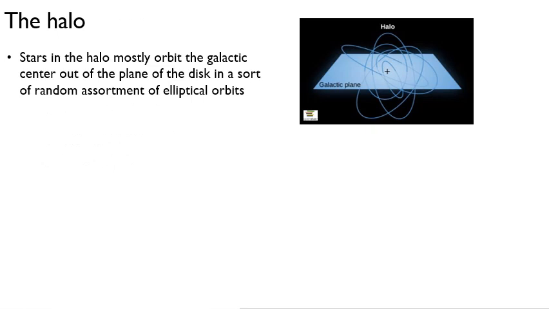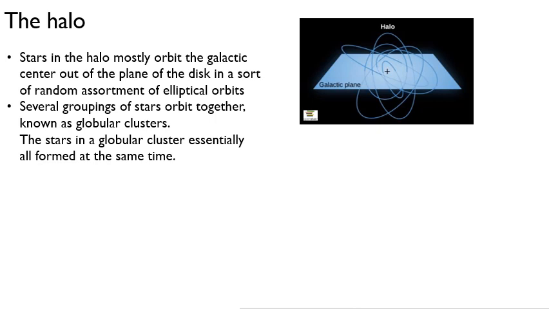And then the final feature to talk about in our galaxy is the halo. So there's not a whole lot of visible matter in the halo. We do have a lot of stars and groupings of stars orbiting. So if this plane here, this rotated, tilted square, is the galactic plane, then in the disk, the stars would be orbiting in a kind of spiral within this plane. In the halo, you just have objects orbiting in all kinds of different directions. So they're elliptical and they can be in many different orientations.